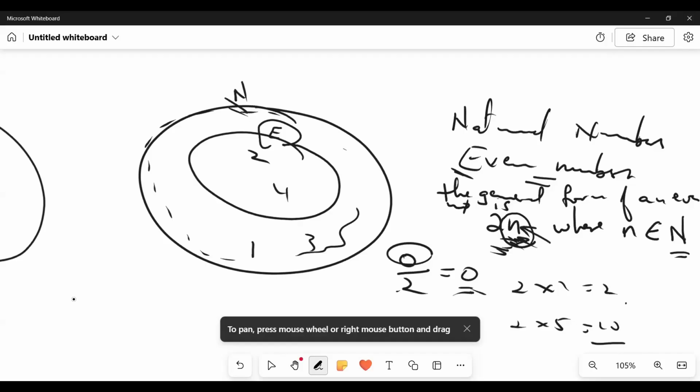When you did functions before, the input or the domain, I'm getting into some really advanced words, the domain of even numbers is not whole numbers. It's the set of natural numbers.